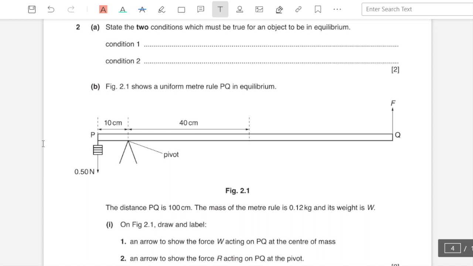Question number 2. A. State the two conditions which must be true for an object to be in equilibrium. Alright, so there should be no resultant forces and clockwise moment should be equal to anti-clockwise moment.